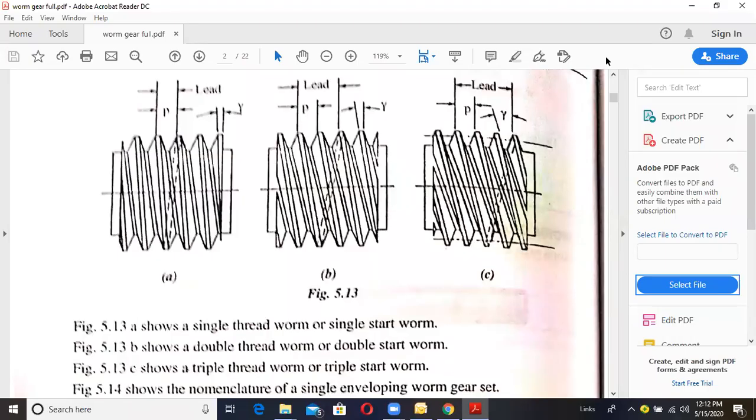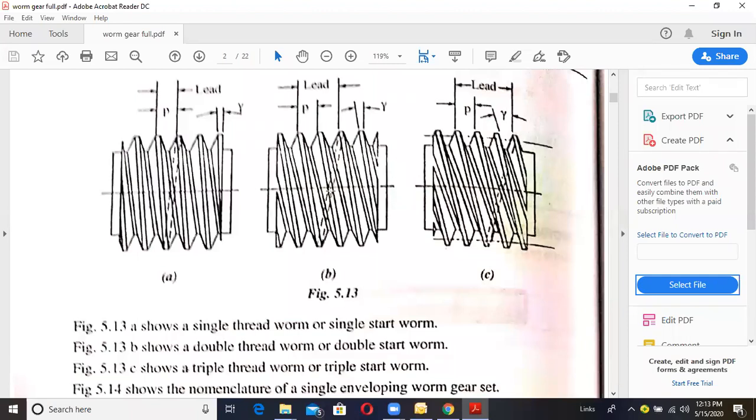So in the last class, we discussed what a gear is, what the function of a gear is, and the different types of gears. We also discussed what a worm gear is, its function, applications, advantages, disadvantages, and so on. So today we'll discuss the terminologies of the worm gear.